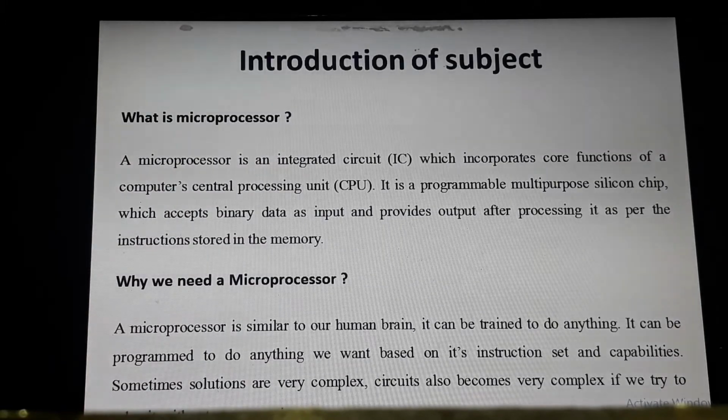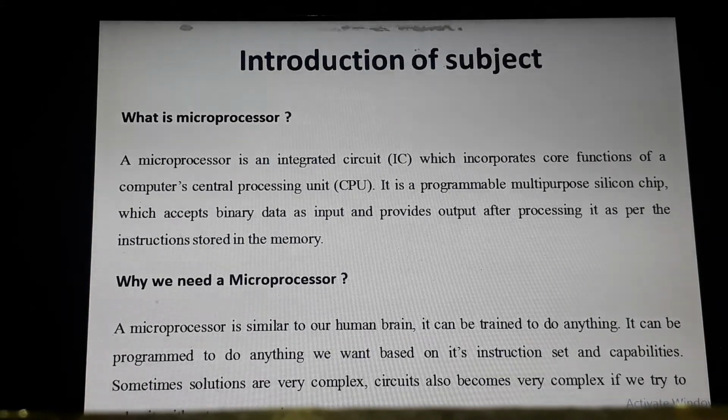Now about the subject. First, what is a microprocessor? The microprocessor is a small chip present on the motherboard inside the CPU, which incorporates all the core functions of your computer's central processing unit. It accepts binary data as input and provides the output after processing as per the instructions stored in memory.